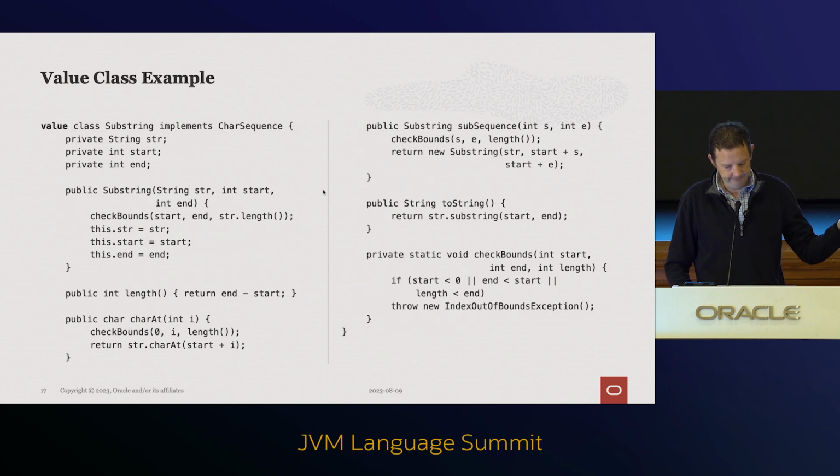So here's an example. Value class substring. I've just added the keyword. Everything else here is pretty much what you would write anyway. The class itself is implicitly final. The fields are implicitly final. Other than that, I write the constructor just like I would an identity constructor.